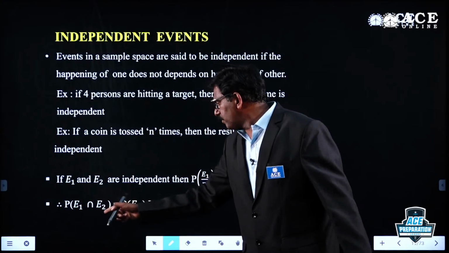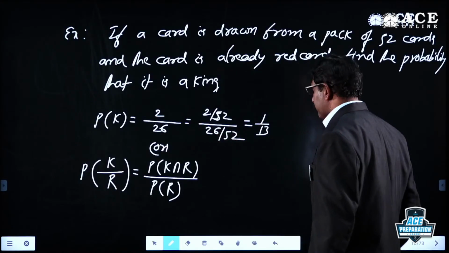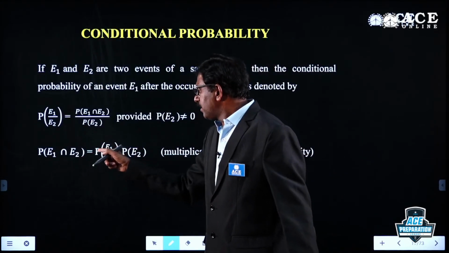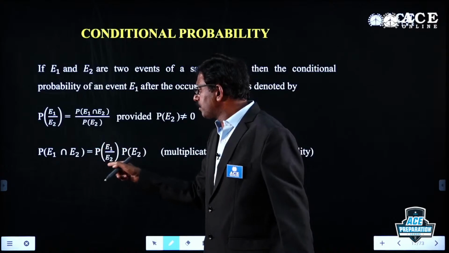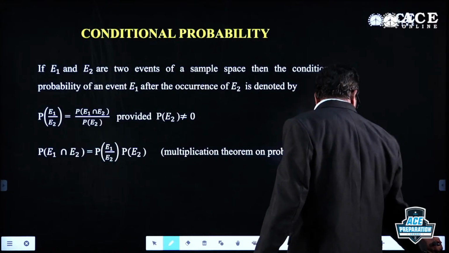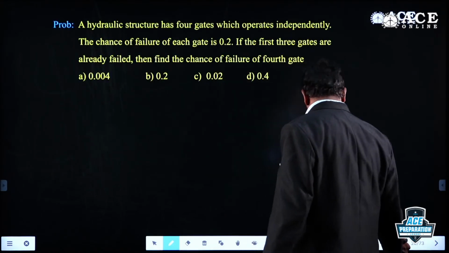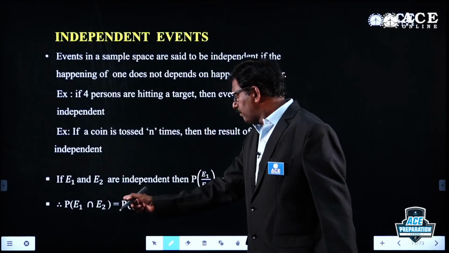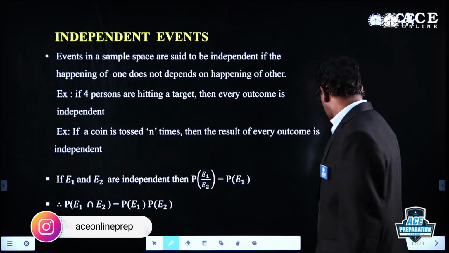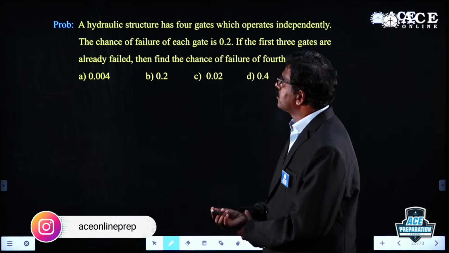What is the conditional probability actual definition? Here it is. Whenever the events are independent, P of E1 by E2 is equal to P of E1. Therefore, P of E1 intersection E2, in case of independent events, will be like this: in place of P of E1 by E2, P of E1 will come. Are you clear? Okay, now coming to some problems on independent events and conditional probability.